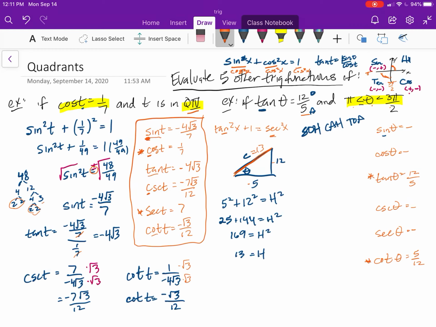Now, if this is theta, I can do the trig functions using SOHCAHTOA. Sine is opposite, so here's my opposite, right? Over hypotenuse, 12 over 13. Negative because we're in quadrant 3. Adjacent over hypotenuse is 5 over 13. Again, negative, quadrant 3. Now cosecant and secant, I just do the reciprocals of sine and cosine respectively. So cosecant is negative 13 over 12. Secant is negative 13 over 5.